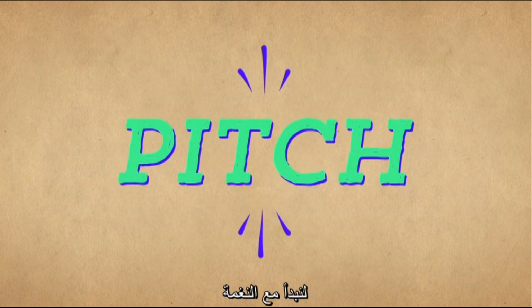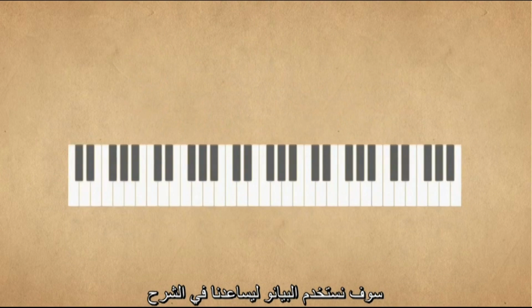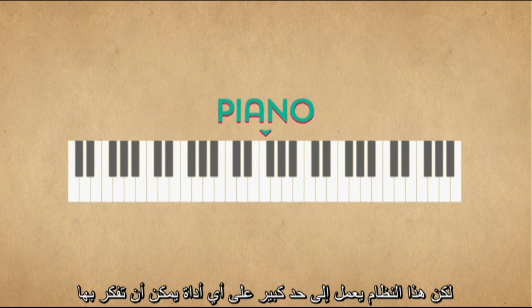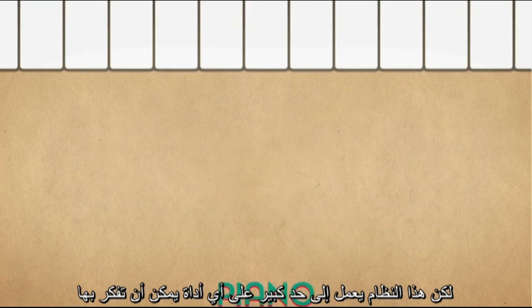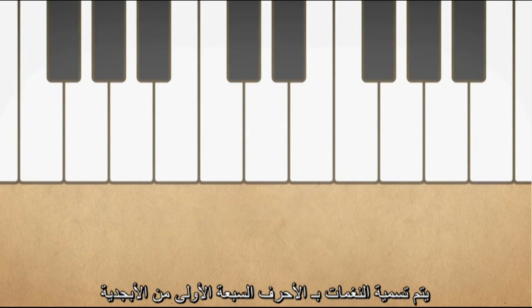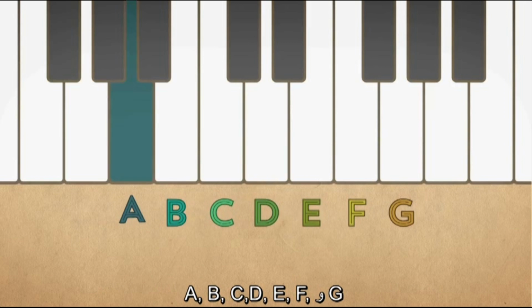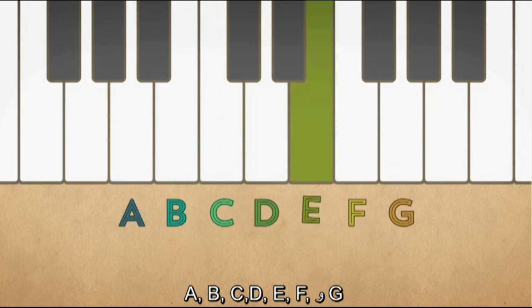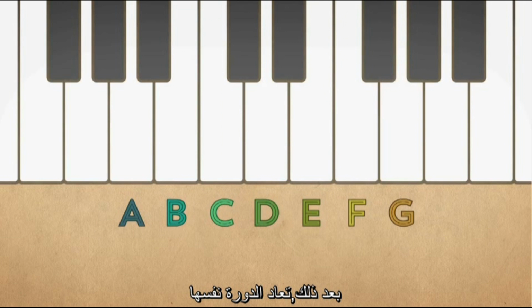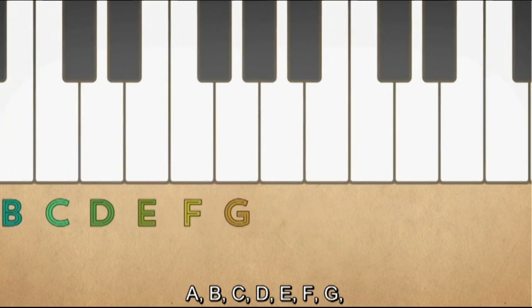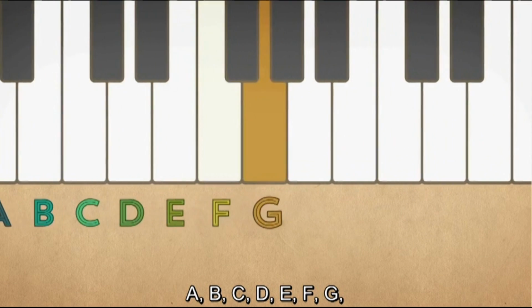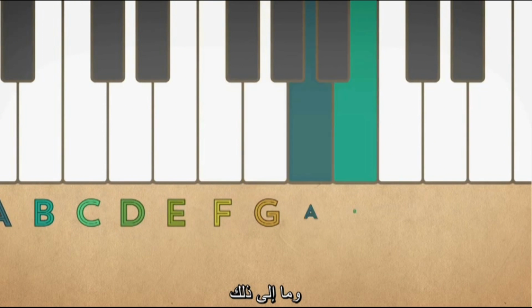Let's start with pitch. To help us out, we're going to use a piano, but this system works for pretty much any instrument you can think of. In the Western music tradition, pitches are named after the first 7 letters of the alphabet: A, B, C, D, E, F, and G. After that, the cycle repeats itself: A, B, C, D, E, F, G, and so on.